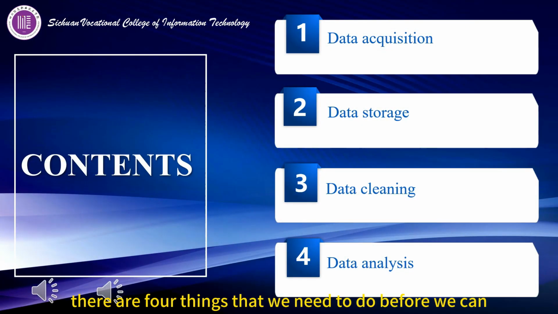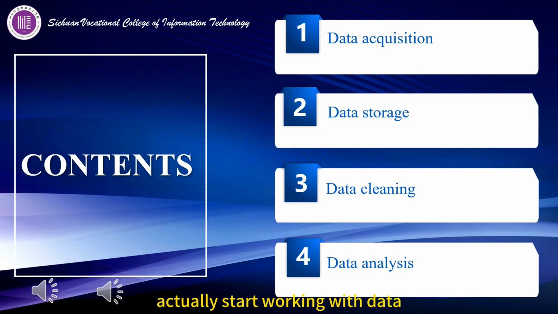Generally, there are 4 things that we need to do before we can actually start working with data. First, we gotta get the data. That's the first step. Then we need to store it somewhere so that we can access it later. Once we have the data, we're gonna clean it up because, let's face it, real-world data is always messy. Finally, we can start analyzing the data once it's all cleaned up and ready to go.